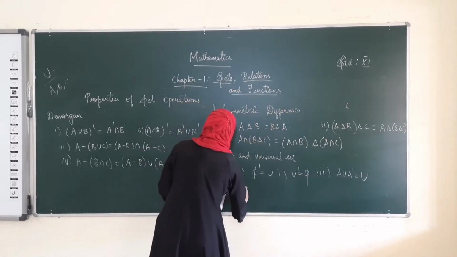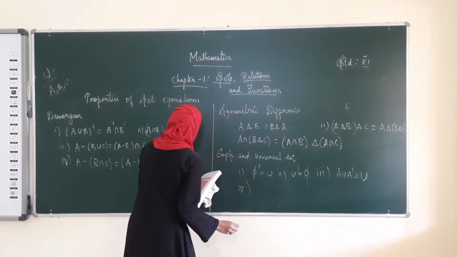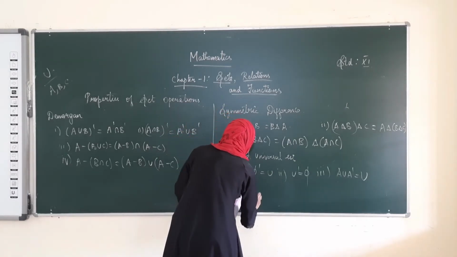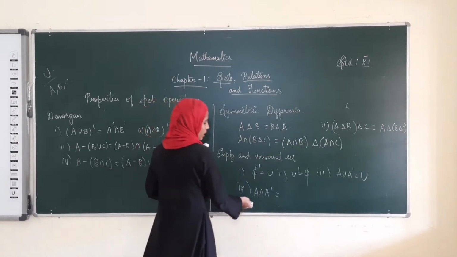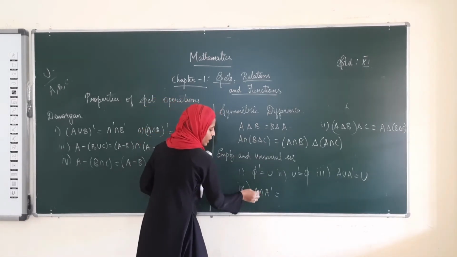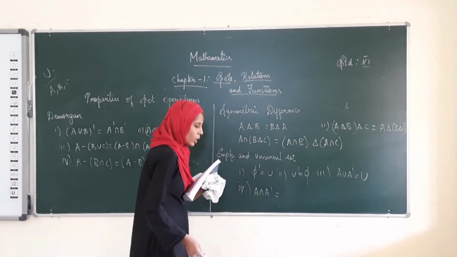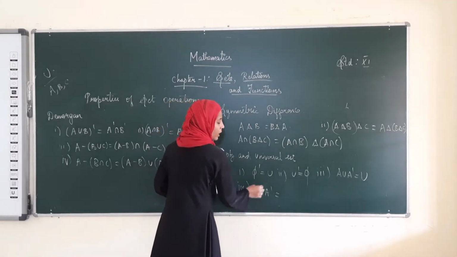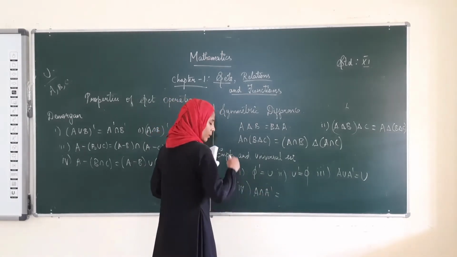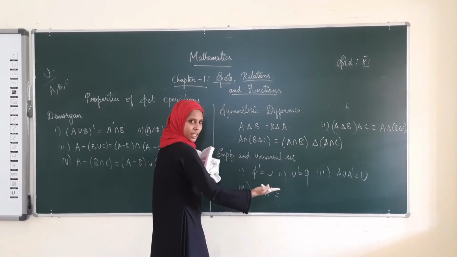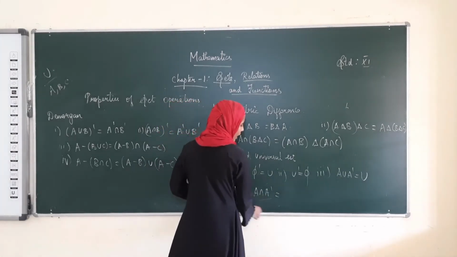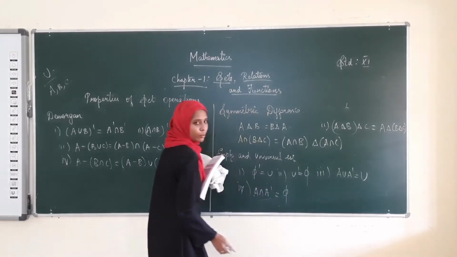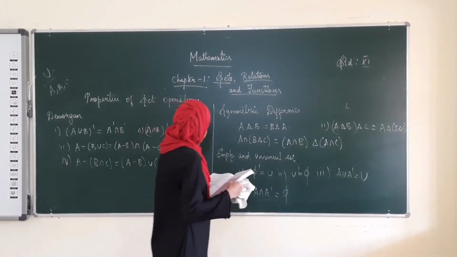Then the fourth one, A intersection A dash. See, in A dash, there will be no elements that are in A, because what A dash means is the remaining elements when we neglect A from the universal set. So we don't have any common set, therefore A intersection A dash will be empty.